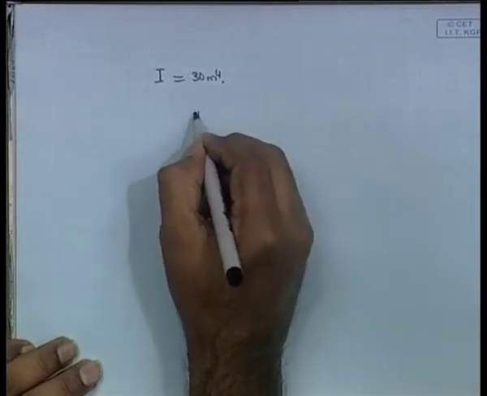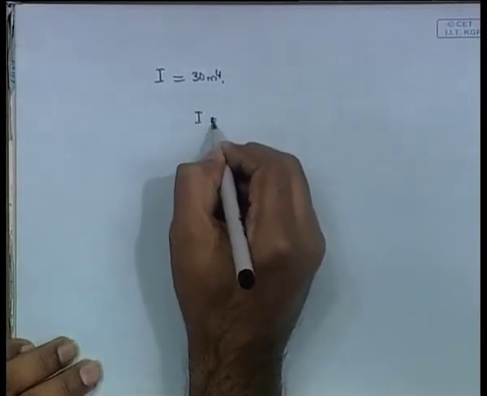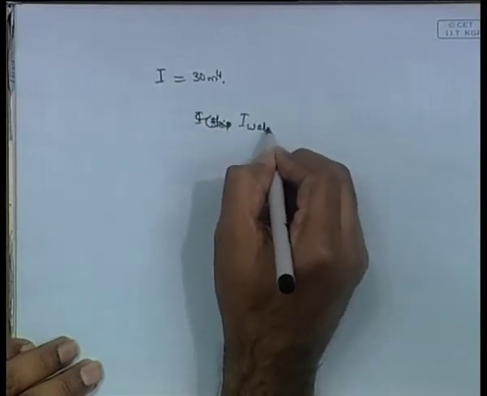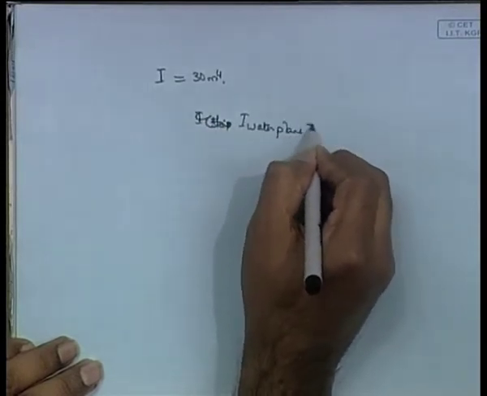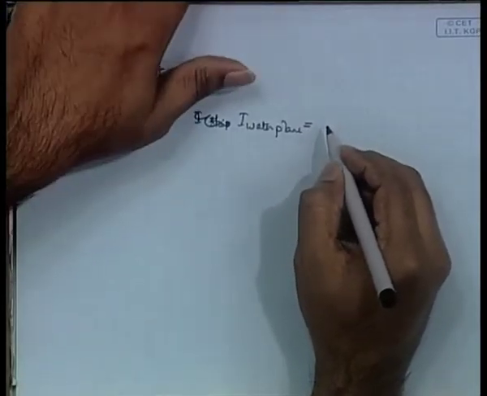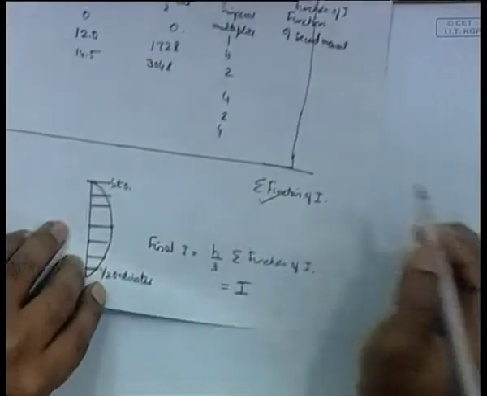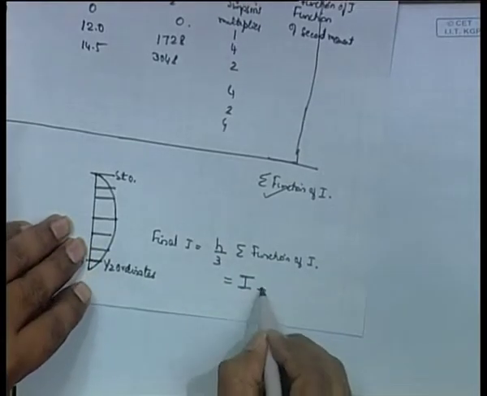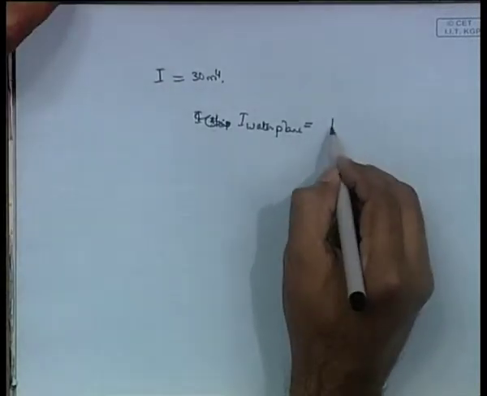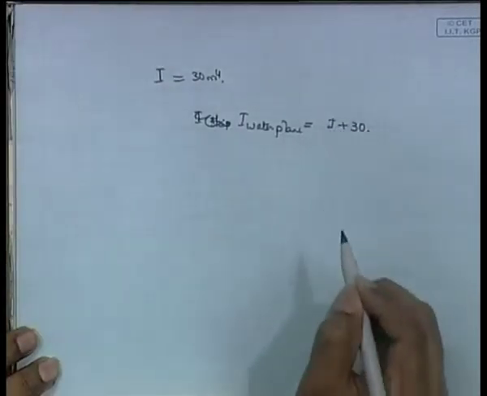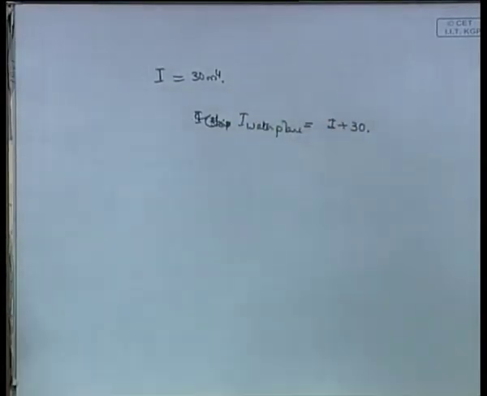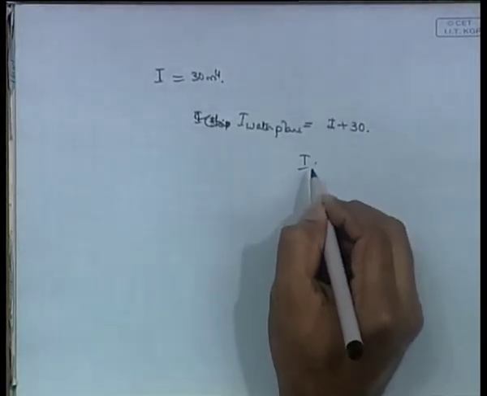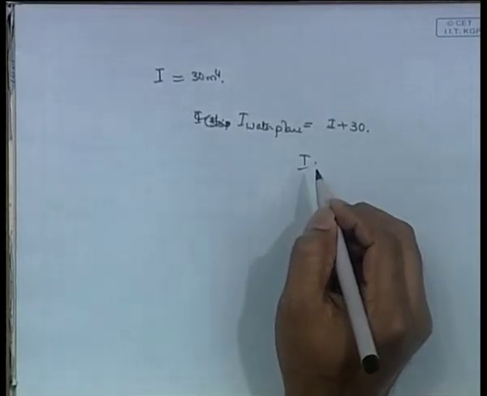So to get the total I, let's call it the I of the water plane. I of the water plane is therefore equal to whatever I you have got from this final summation plus 30. So I plus 30. This gives you the total I of the water plane of the ship. This more or less ends the problem. Now it's very simple.